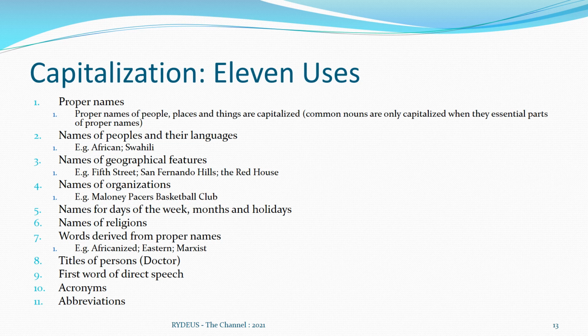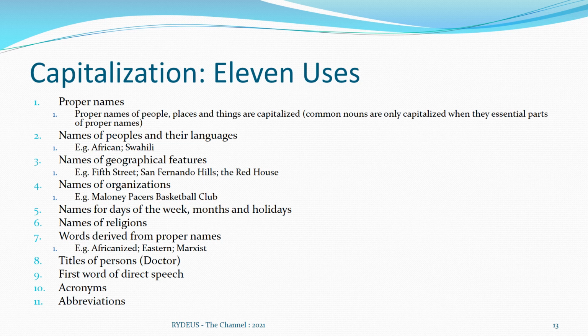Names of geographical features, for example, somebody's address, proper name of a location, 5th Street, San Fernando Hills, the Red House, these are capitalized. Names of organizations are capitalized. For example, Maloney Pacers Basketball Club, the Boys and Girls Club, these would be capitalized. Names of days of the week, or the months of the year, or public holidays, they are capitalized. Names of religions, they are capitalized. Words derived from proper names, for example, Africanized, Eastern, Southern, Northern, Marxist, these words are capitalized.